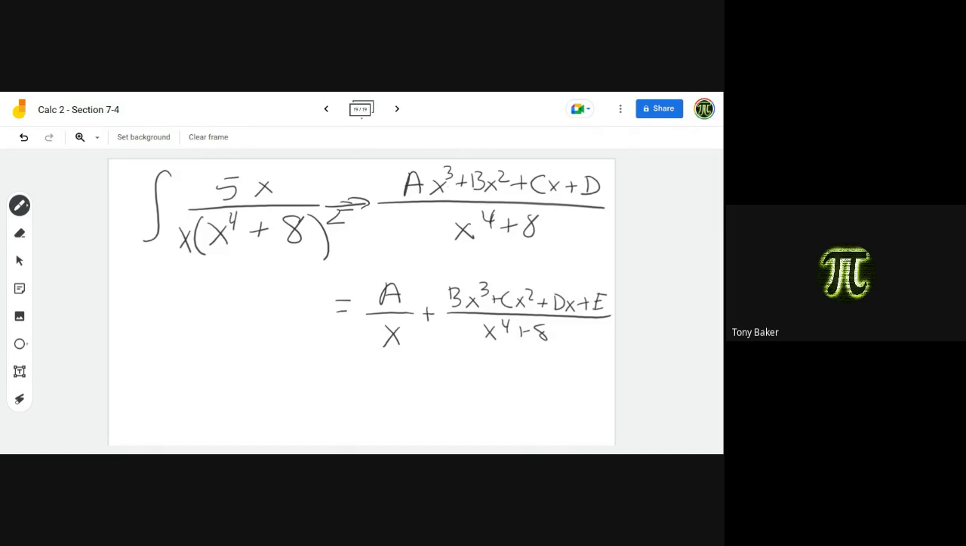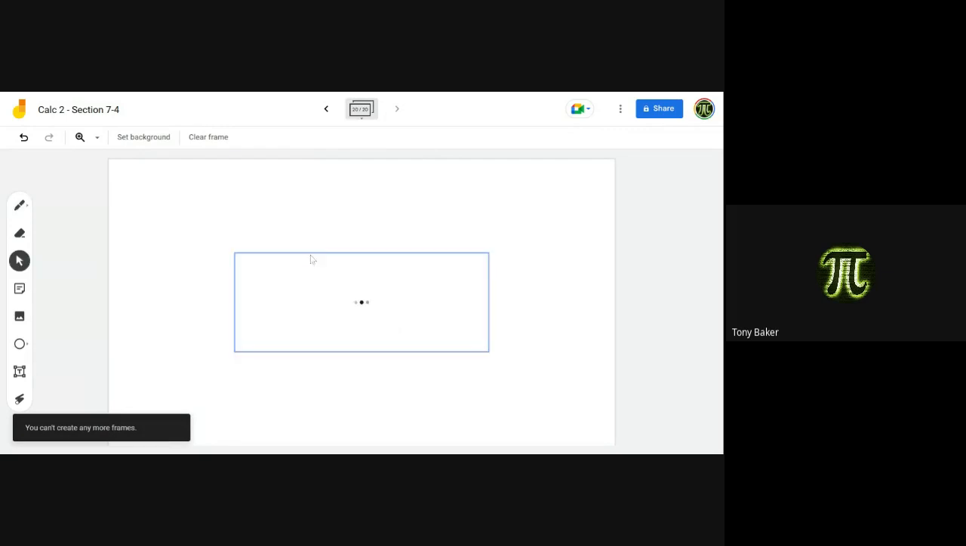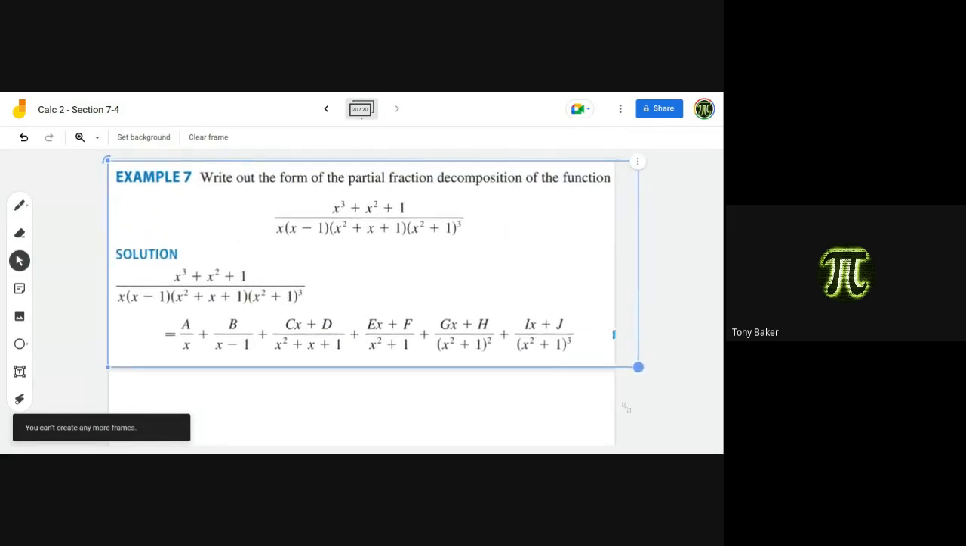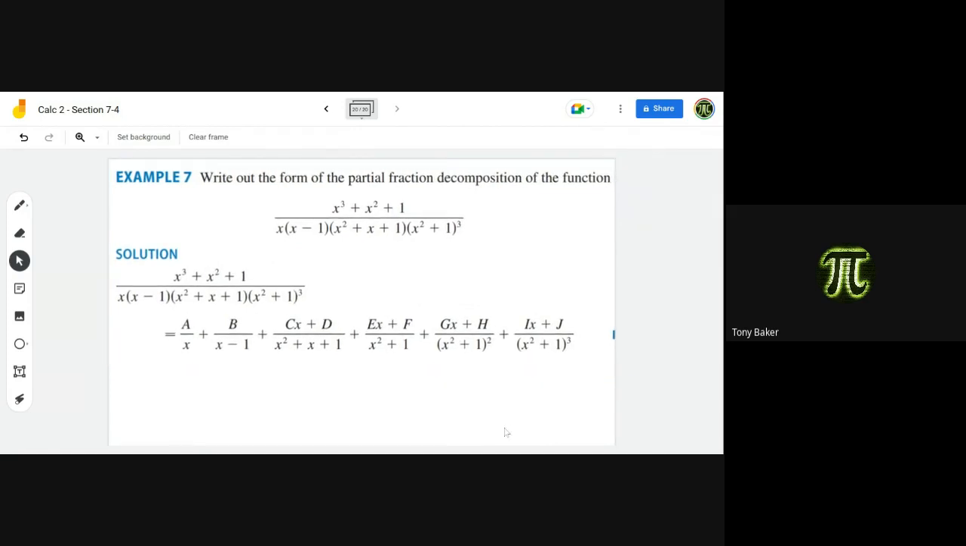Hell yeah. So this was the problem in the book.